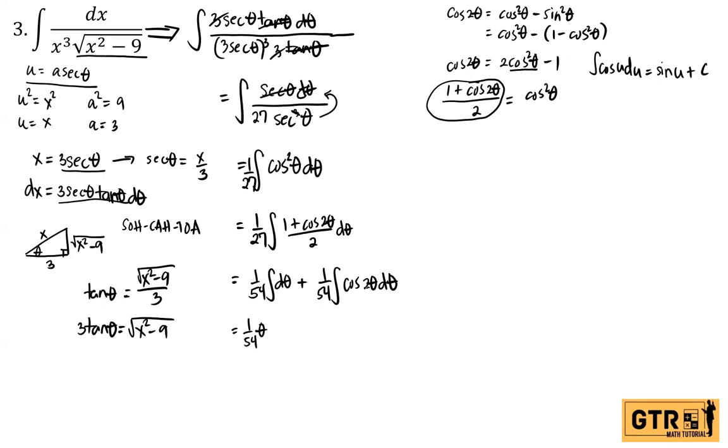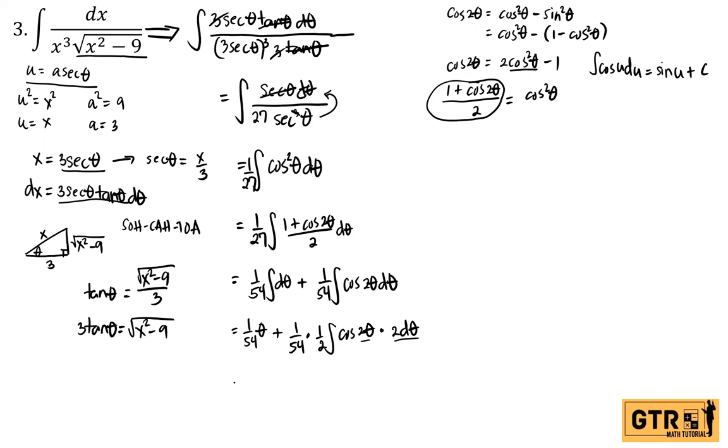Our u here is 2 theta, and then the differential of that is 2 d theta. So we have a neutralizing factor of 1/2. Okay, so this can be written as plus 1 over 54 times the neutralizing factor 1/2 integral of cosine 2 theta times 2 d theta. So yun yung 1/2 and 2. Para nasa form na siya ng cosine u, ito yung u, ito naman yung du. So it is now in the form cosine u du since we multiply 1/2 and 2.